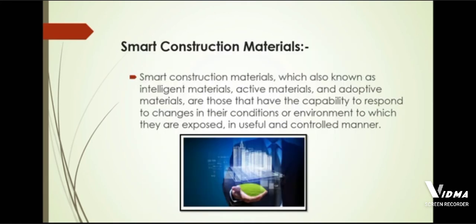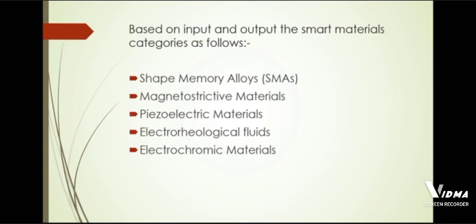Smart construction materials, also known as intelligent materials, active materials, and adaptive materials, are those that have the capability to respond to change in their conditions or environment to which they are exposed in a useful and controlled manner. Based on input and output, the smart material categories are as follows: shape memory alloys, magnetostrictive materials, piezoelectric materials, electrorheological fluids, electrochromic materials.